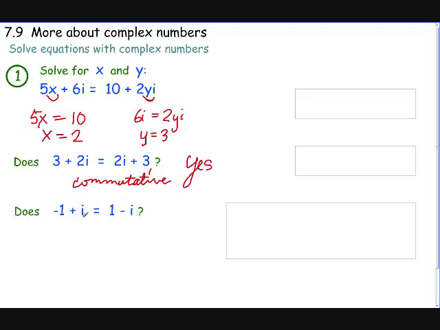Does -1 plus i equal 1 minus i? Ooh, no. No, that's a different piece altogether. So we've got a -1 plus i is not equal to, and how else could I write this? I could write this as -1 plus i. These are definitely not equal. Okay, moving on.